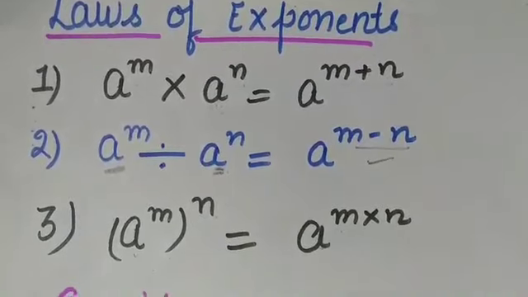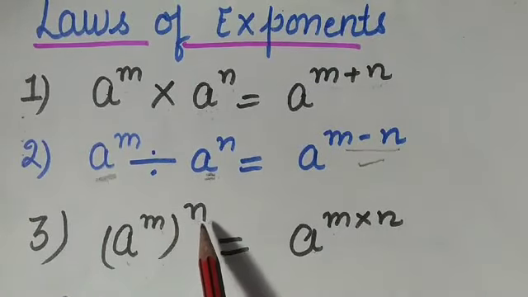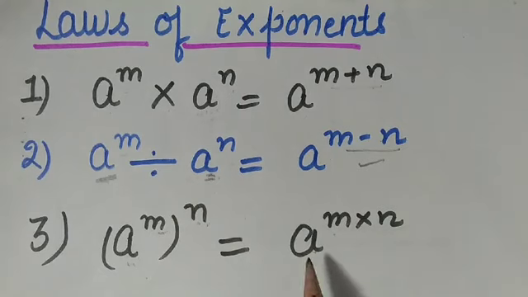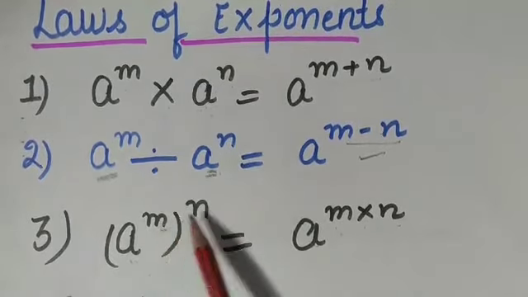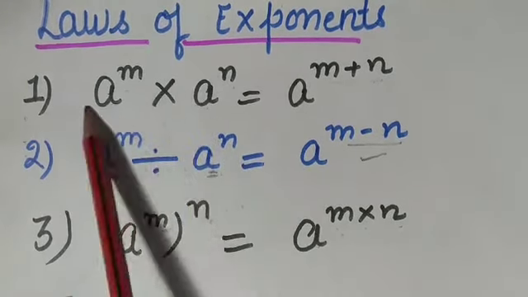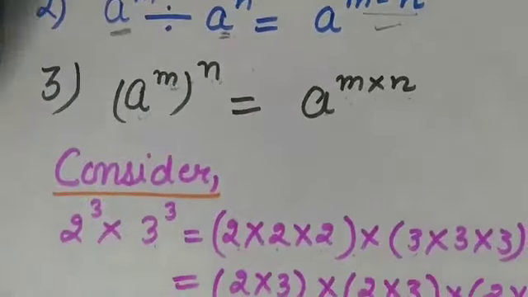The third law which we have learned is a raised to the power m whole raised to the power n, a number having a power to the power. That is equal to a raised to the power m into n, which means the powers get multiplied. These 3 laws we have covered. In these 3 laws we have the same base. Now let us start with the fourth law with the following example.